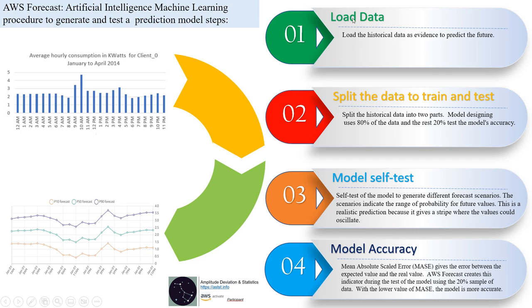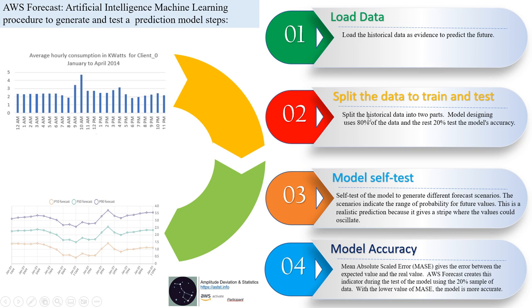So first, we are going to load the data, the historical data, as evidence to predict the future. This is the average hourly consumption in kilowatts for client 0 from January to April. It will be the input data to make the prediction for this client. Then the model will split the data to train and test.